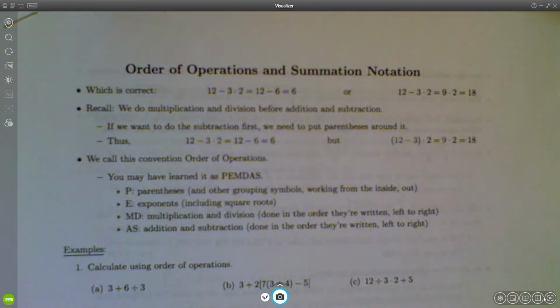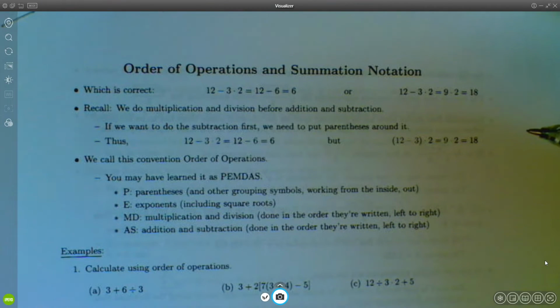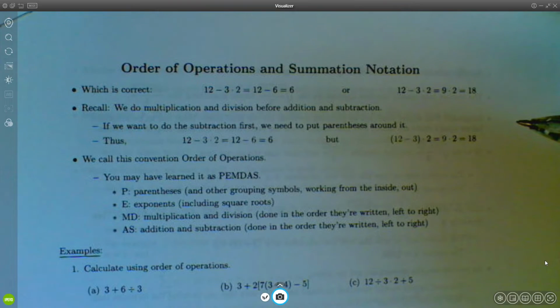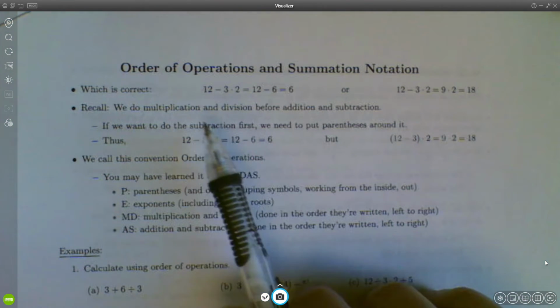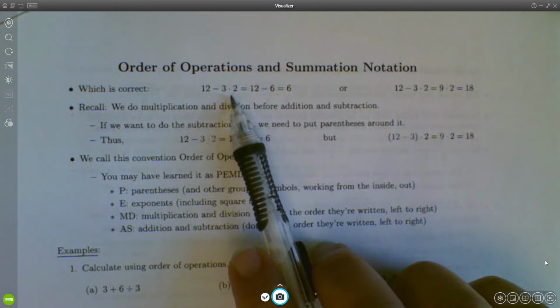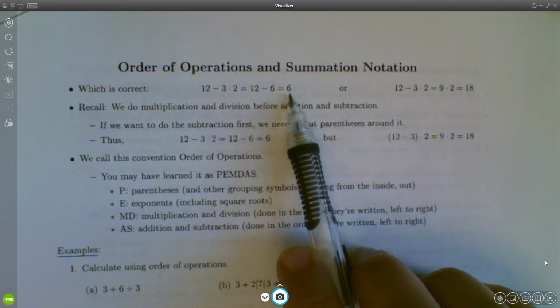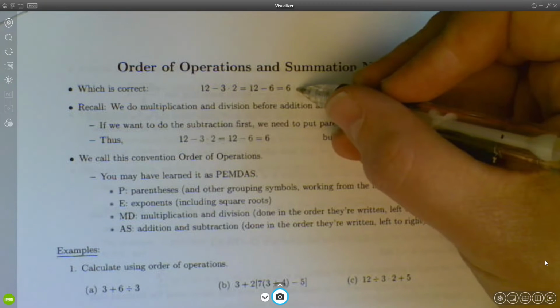Okay, I'm going to go ahead and state the answer now. So if you don't have an answer yet, pause the video, try to figure it out. But here's the correct answer. Using order of operations, we should do the multiplication first. So we need to do the 3 times 2, which becomes a 6, and then we can do 12 minus 6, which becomes 6. So this first solution is correct.